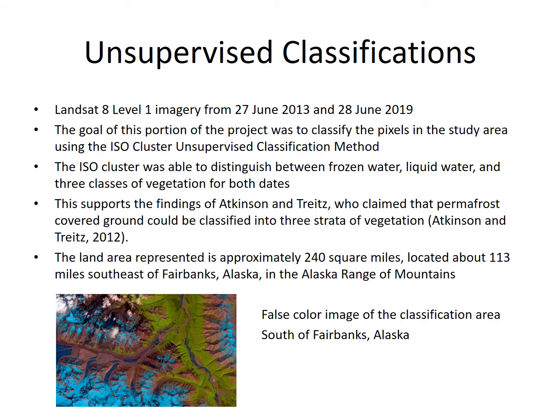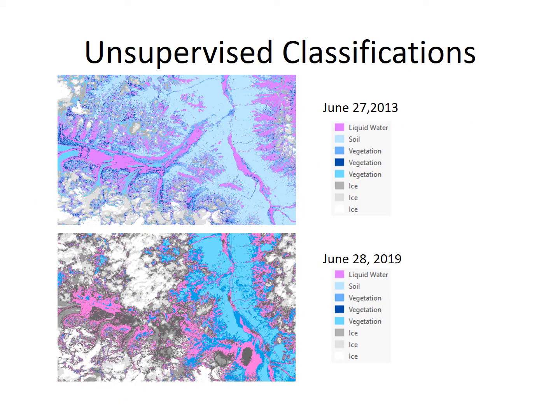So my first map was the unsupervised classification, and I have two versions, one from 2013 and another from 2019. And basically I used the isocluster unsupervised classification method to do this. And I wanted to find frozen water, liquid water, and three classes of vegetation for both the 2013 and 2019 dates. And I found that with the three classes of vegetation, it supports the findings of Atkinson and Treats.